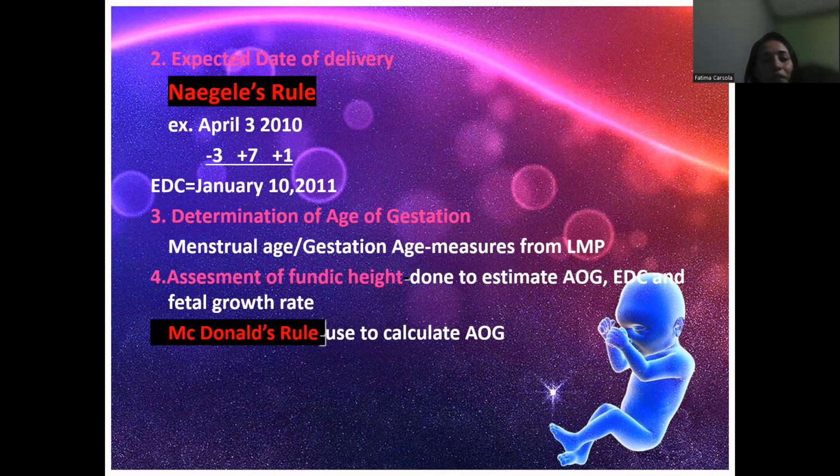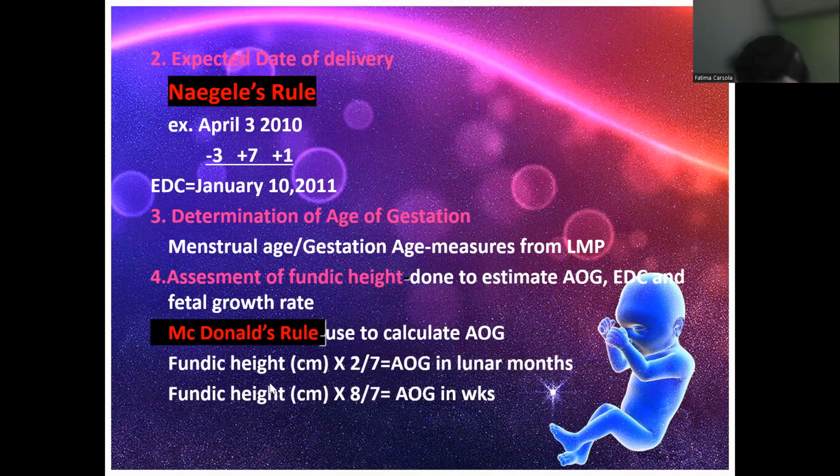So you have here the assessment of the Fundic height. It is done to estimate AOG, the age of gestation, expected date of confinement, and the assessment of fetal growth rate. So you will use your McDonald's to calculate the AOG. So what will you do? You will get the Fundic height. So what will you do with the Fundic height?